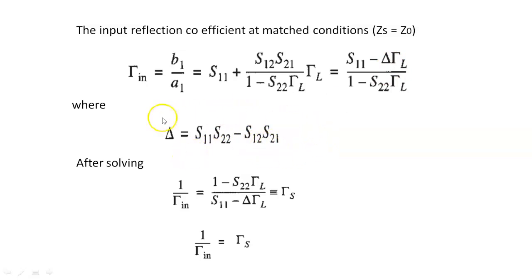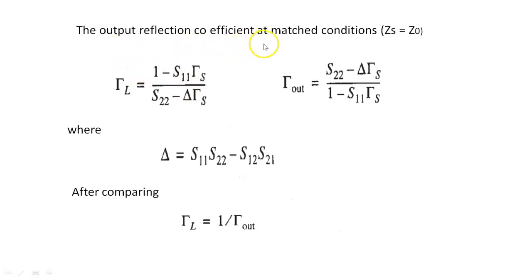So this is the determinant of this S parameter model. After solving this equation, taking the reciprocal, 1 by tau in is equal to 1 minus S22 into tau L divided by S11 minus del into tau L. It is equal to tau S. That means 1 by tau in is equal to tau S. This is one of the important conditions we require for a high frequency oscillation.